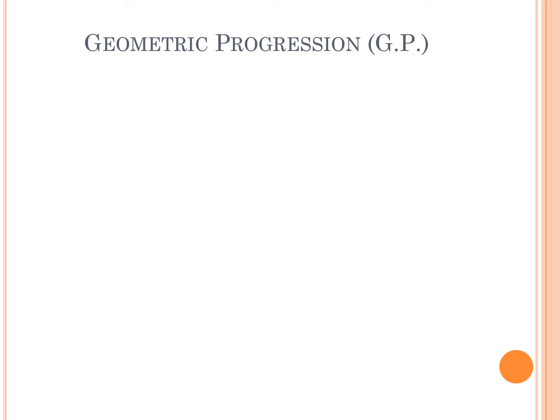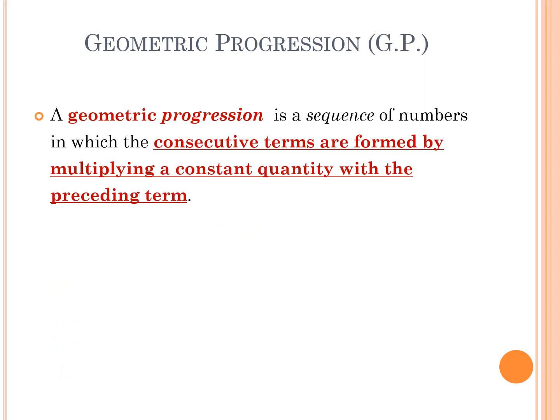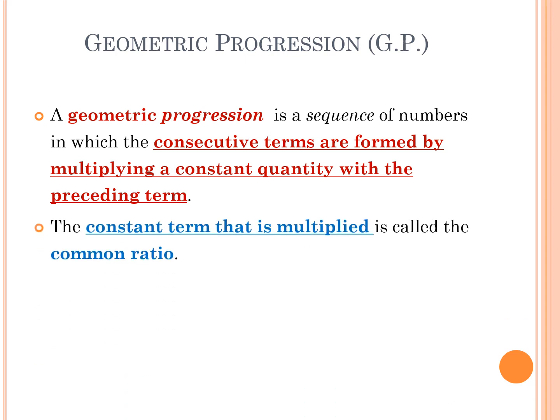Now we shall see what is a geometric progression. A geometric progression is a sequence of numbers in which the consecutive terms are formed by multiplying a constant quantity with the preceding term. That is, if the terms are formed by multiplying a constant quantity with the preceding term, it is a geometric progression. The constant term that is multiplied is called the common ratio.